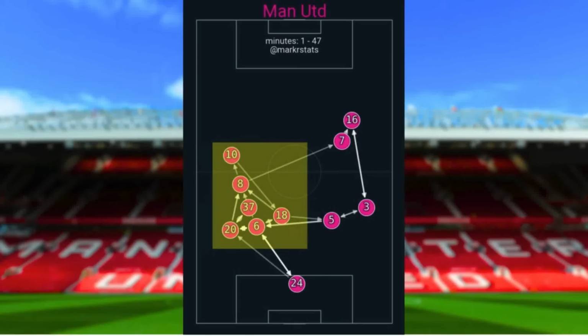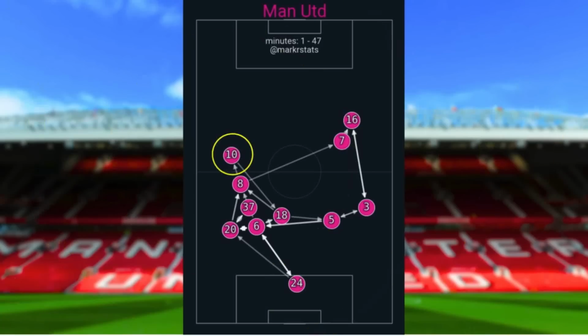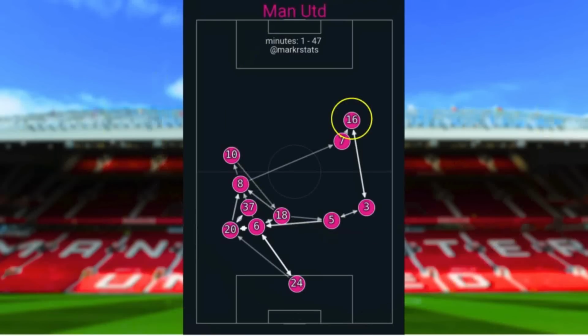Problem one, it looks incredibly imbalanced. You know, a lot of players on the left hand side and none really on the right. And then also the profiles of the players. Marcus Rashford, someone who wants to be going in behind, is deep on the left. And Amad Diallo, someone who wants to come towards the ball, is high on the right. So there is clearly a problem. The question is, why and how have we got here?